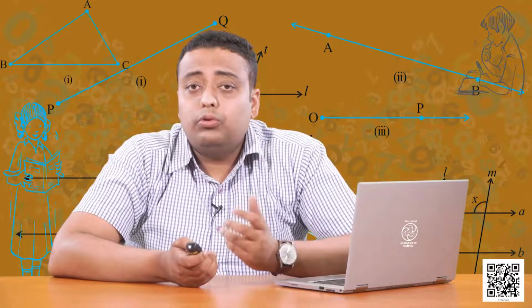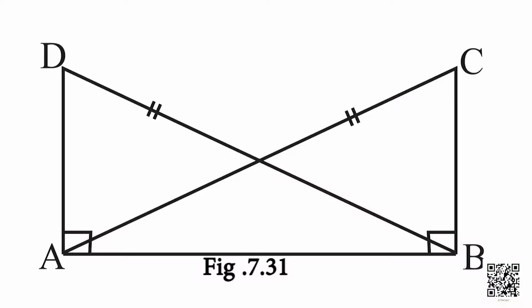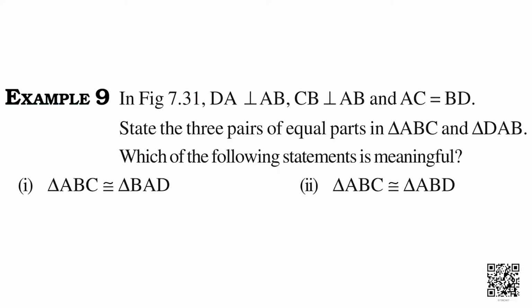Let us perform one more question to strengthen our concept, which is in the following figure. DA is perpendicular to AB, CB is perpendicular to AD and AC is equal to BD. We have to state the three pairs of equal parts in triangle ABC and triangle DAB, and which of the statements is meaningful. First one is triangle ABC is congruent to triangle BAD. Second is triangle ABC is congruent to triangle ABD.